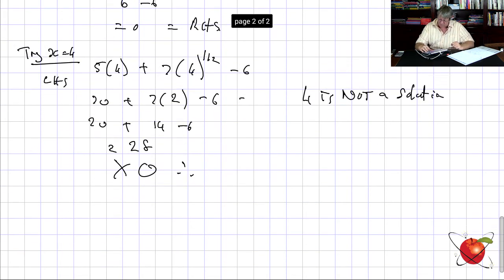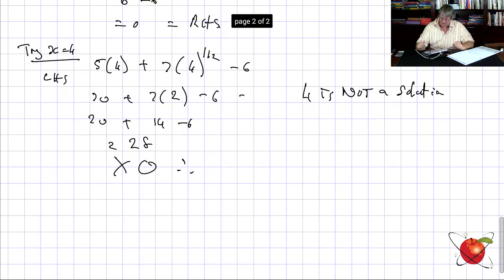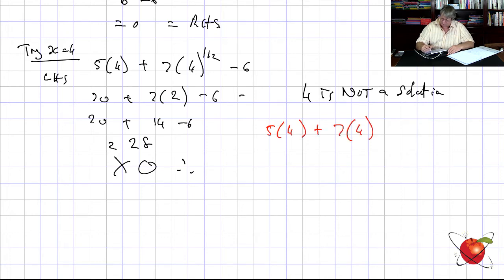Now, those of you who are quite astute would have noticed that here I had something that I'm going to do in a different color. I'm going to do it in red. 5 times 4 plus 7 times 4 to the half minus 6. That is 20 plus. I chose here, remember, I said square root of 4 is 2.